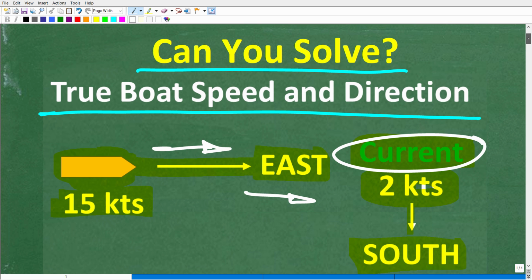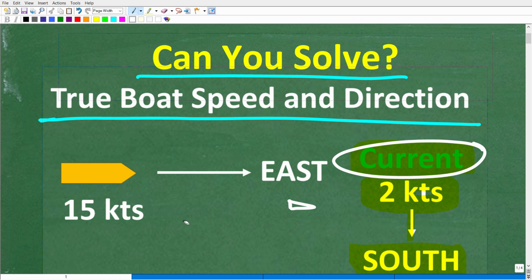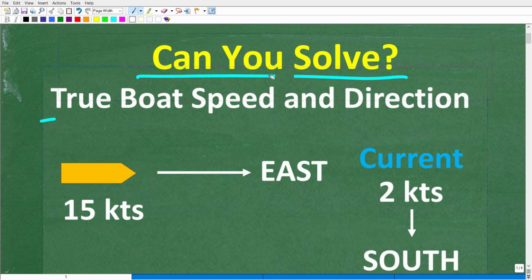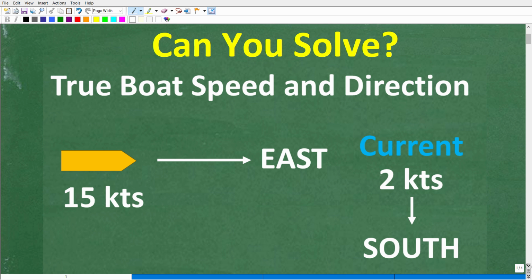All right, so one more time, we're looking for the boat's true speed and direction. Now, even if you can't solve this problem, try to use a little bit of common sense, if you will, to think what's going to happen to the boat. So the boat's going 15 knots. Now, if you don't know what knots is, this is basically the way we measure speed out on the ocean or the sea. But if you want to exchange that with miles per hour or kilometers per hour, go right ahead. It doesn't really make a difference because, whether we're using knots or miles per hour, the answer is pretty much going to be the same in those respective units of measure.